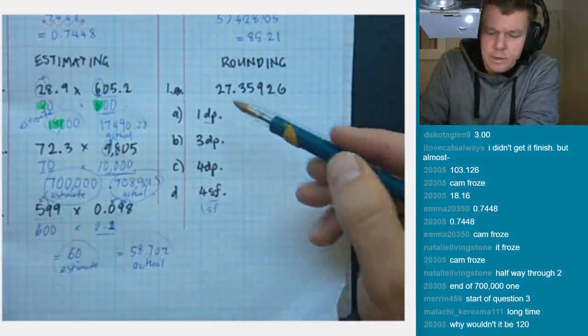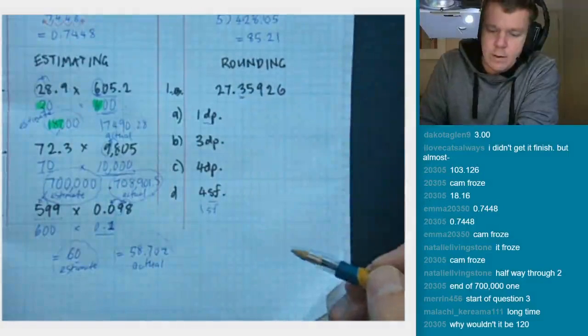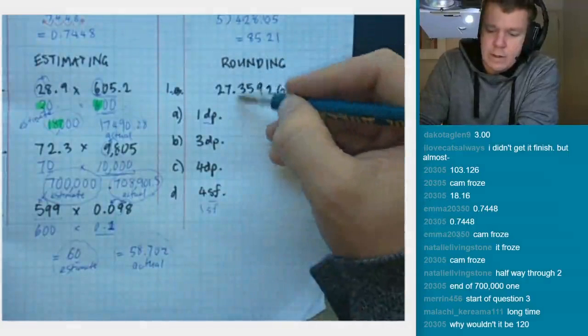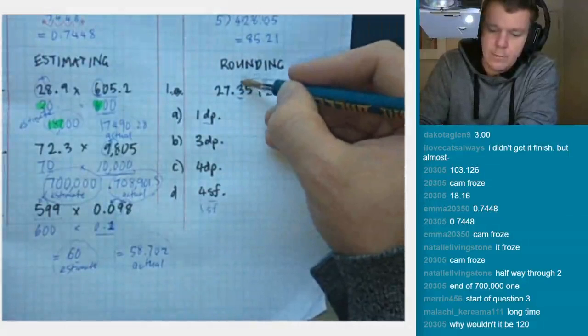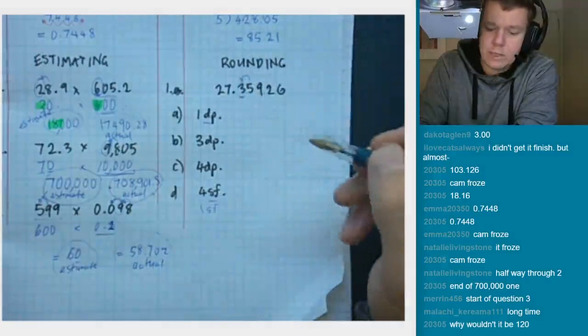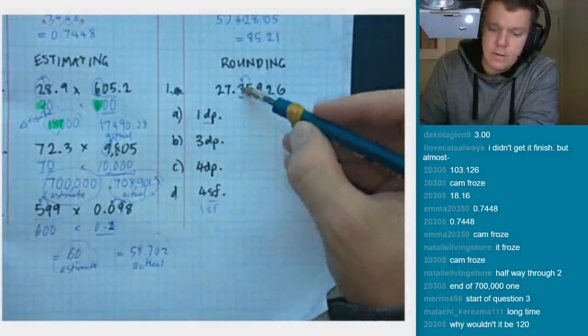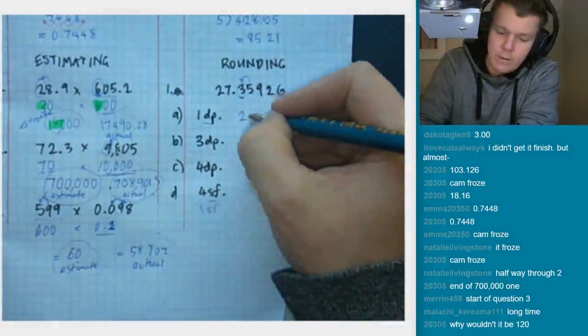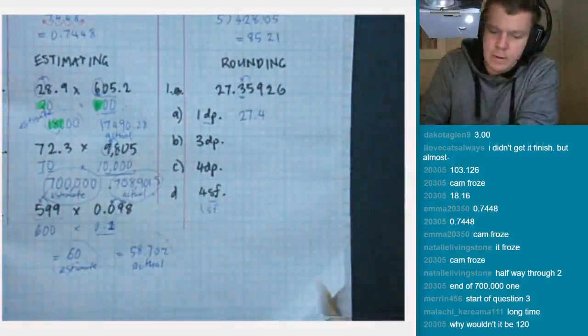Alright, so with 1 decimal place, we want to look at the first decimal place. That number is going to be the last place in our final answer. So we want to round up or just cut off the rest of the number. So the 5 is going to round up the 3. So our final answer is 27.4 for 1 decimal place.